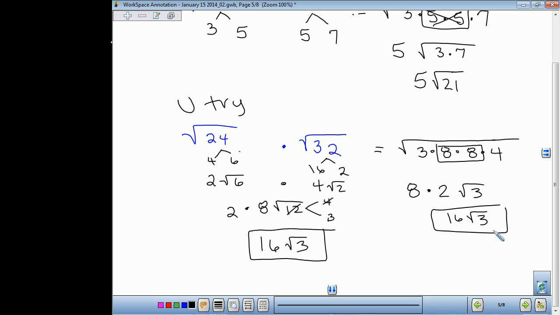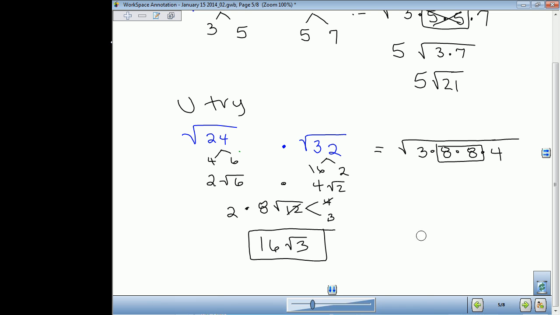Yes, ma'am? How do you know, like, when you have it, like, 3 times 8, 8 times 4, which one is, like, on the outside and which one goes on the inside? Okay, so let me break it down so you can see this.